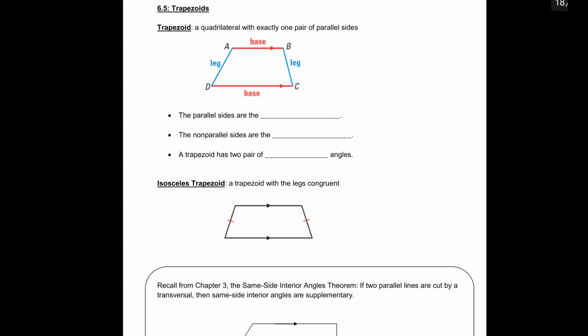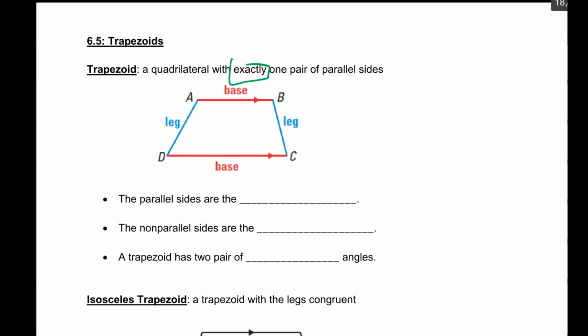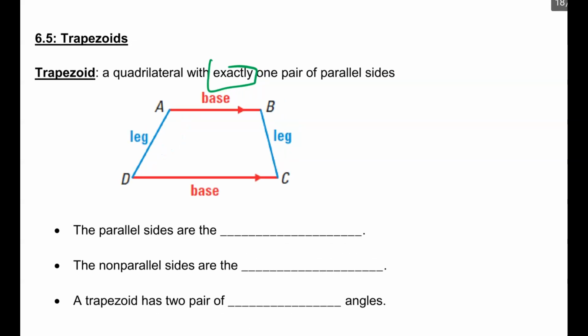All right, here's the screencast for section 6.5. So a trapezoid is a quadrilateral with exactly one pair of parallel sides. Do note that this means it can never be a parallelogram. It has exactly one pair of parallel sides. Parallelograms have two.